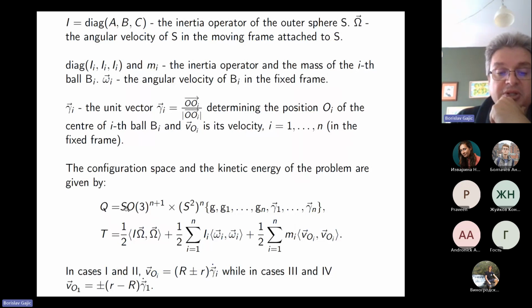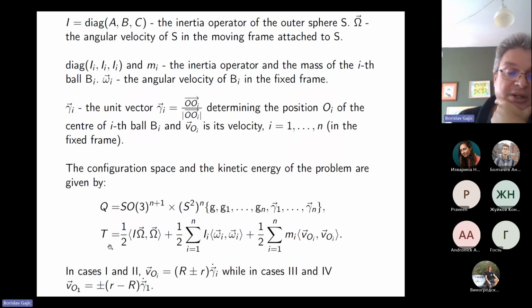The configuration space of the problem is the Lie group SO(3)^(n+1) times the directions. So these are the positions, rotations, of these n balls, G1 to Gn, these are the n balls' positions, these are SO(3) matrices. And G is the position of the moving sphere. Gamma 1 to gamma n are the directions of the centers. So this is a very huge manifold.